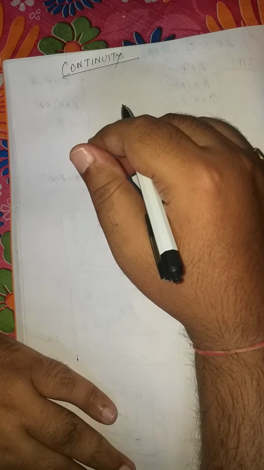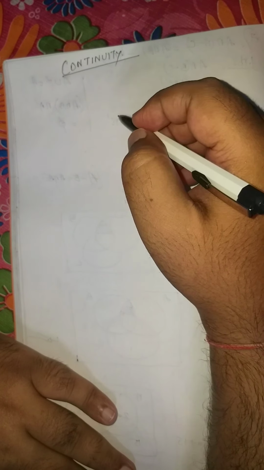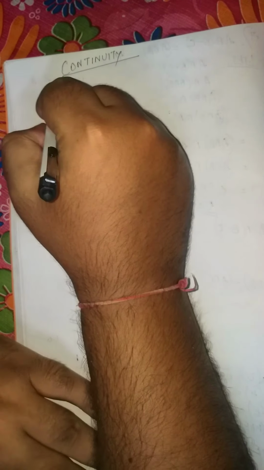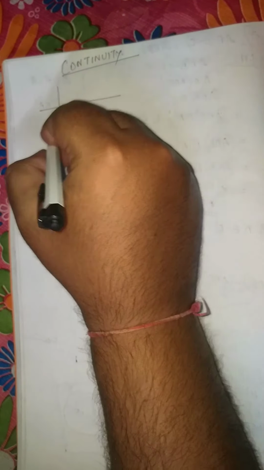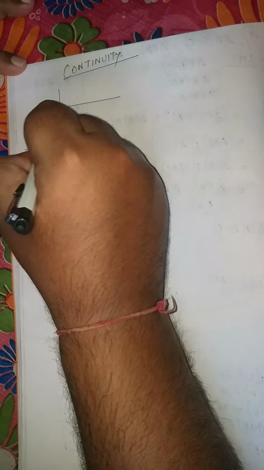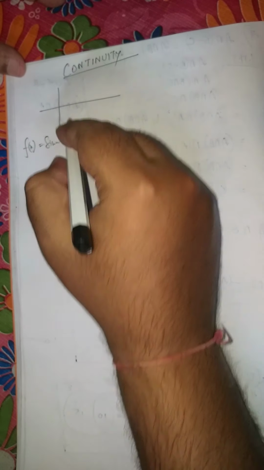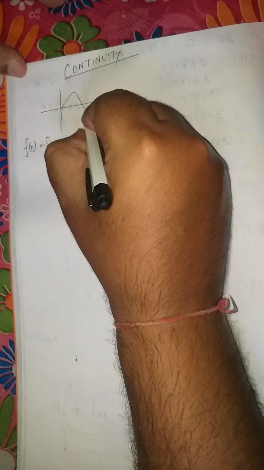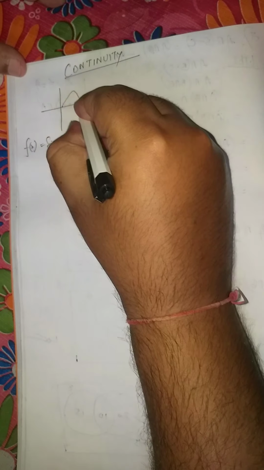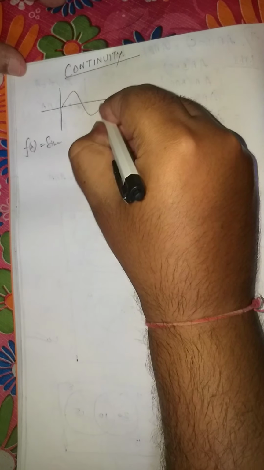So today we are going to start a new chapter, that is continuity. What is continuity? Continuity defines whether a given function is continuous or not. Suppose, for example, the sine function, f(x) = sin x. If you draw the graph of sin x, it will look like this. Here you can see this curve. There is no breaking point.